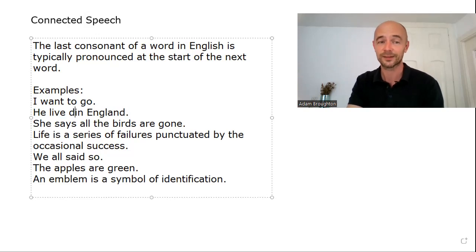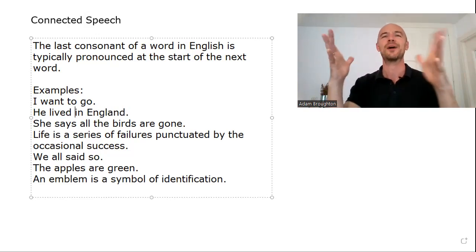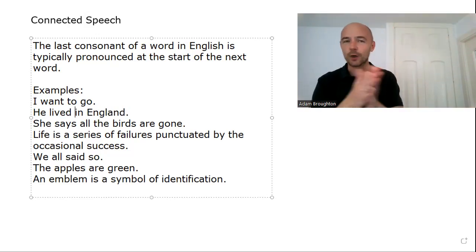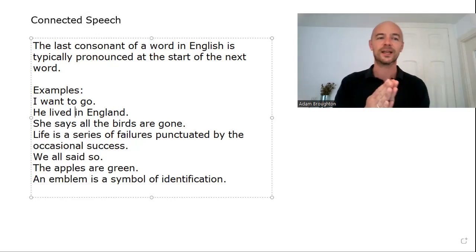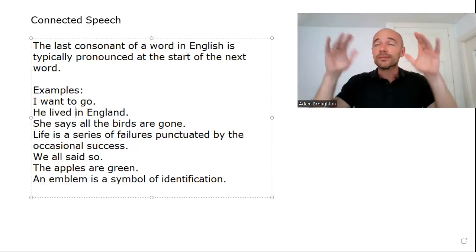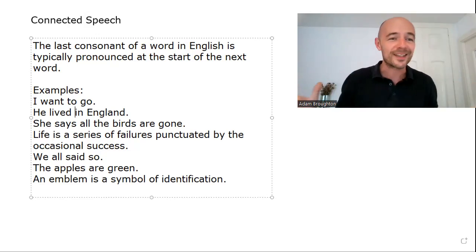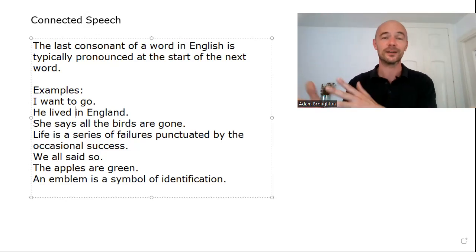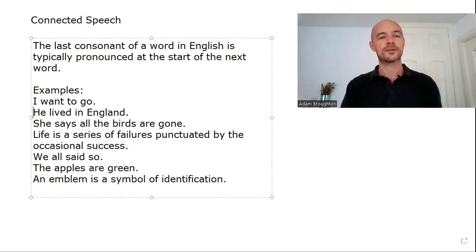So the first time I teach this to people, they're almost shocked and surprised. It's like, why would you do that? How does that happen? But because of the rhythm in English, it's very normal for this to happen. This is standard English. Even the Queen would have said this in this way. She wouldn't have said "he lived in England." He lived in England. So the D is pronounced at the beginning of "in."